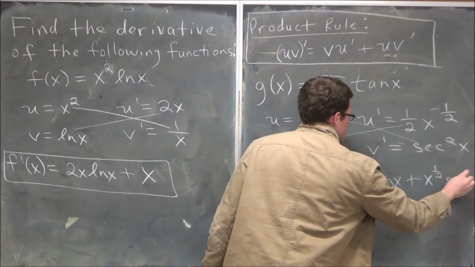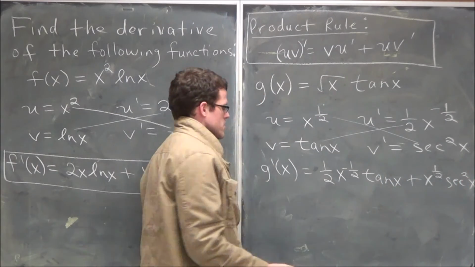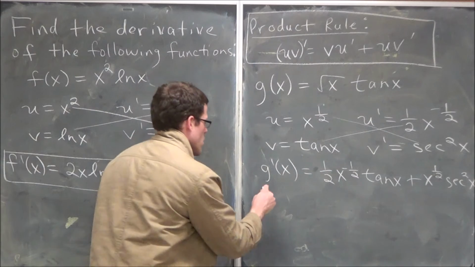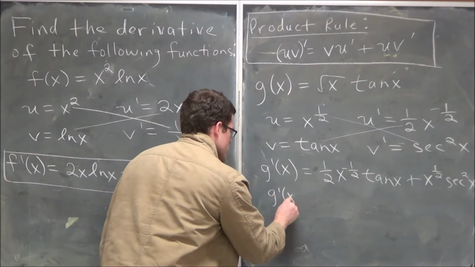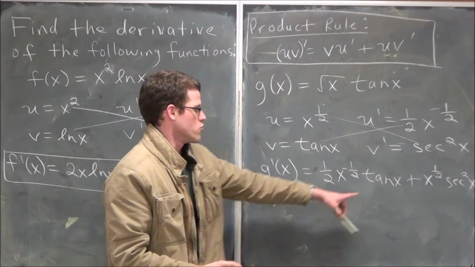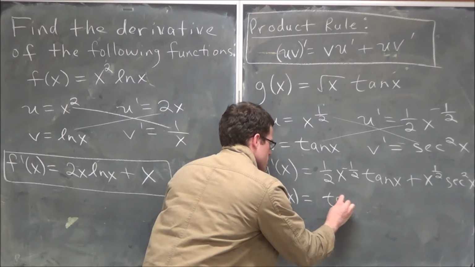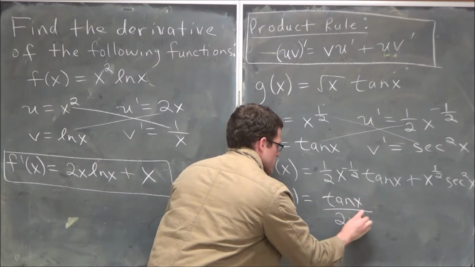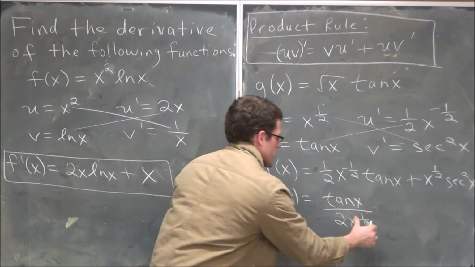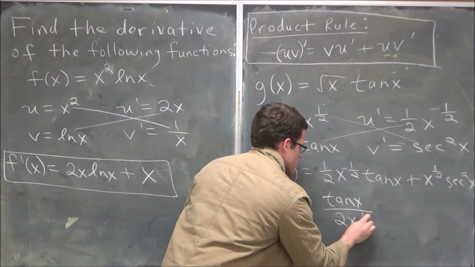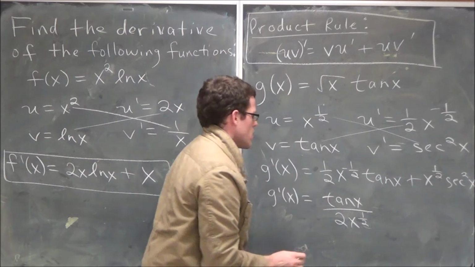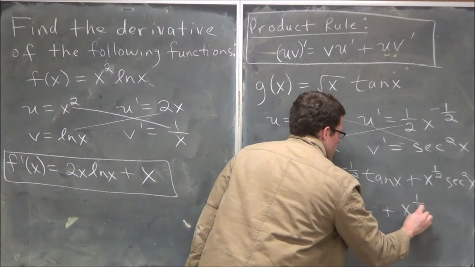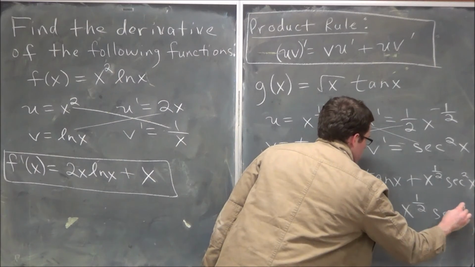secant squared x. Okay, to simplify this a bit, let's say we want to express our answer with positive exponents. We're going to write g prime of x equals, and in the numerator we're going to keep tangent x. In the denominator we have 2x to the 1/2. Make that a little bit neater. This is a 1 over 2. And then for the second part here, we're just going to have x to the 1/2 secant squared x.